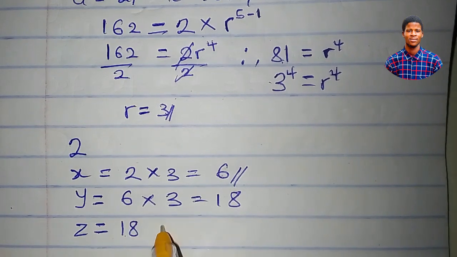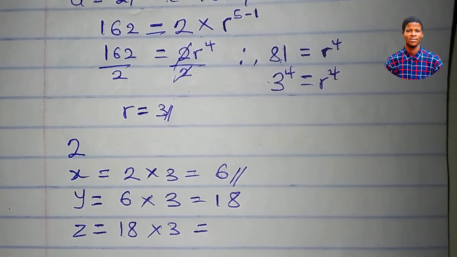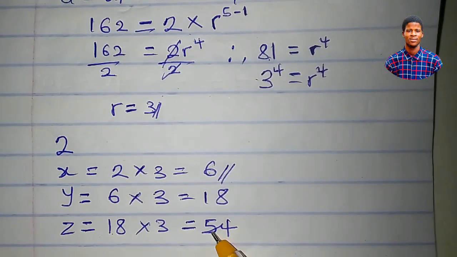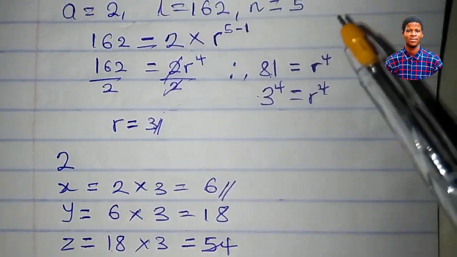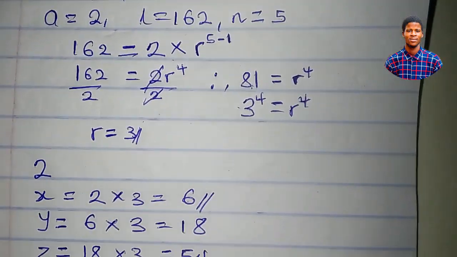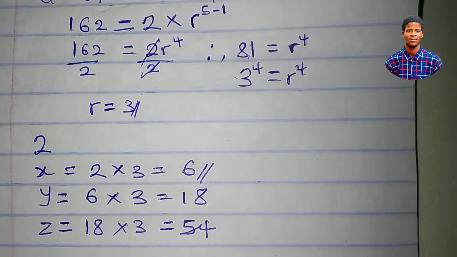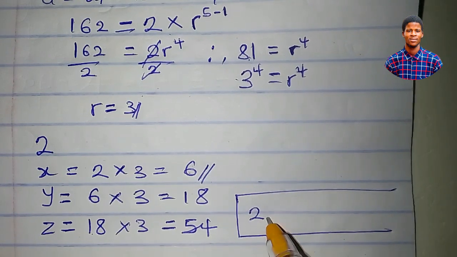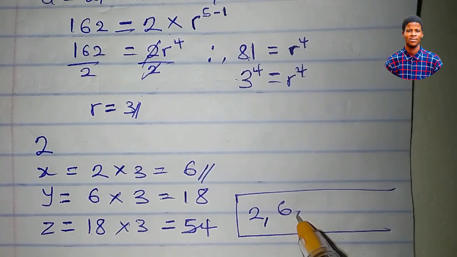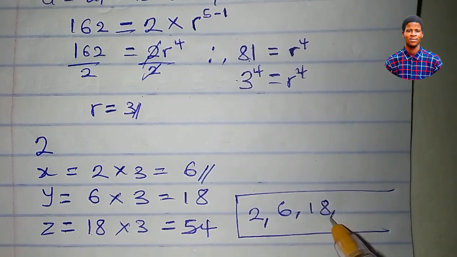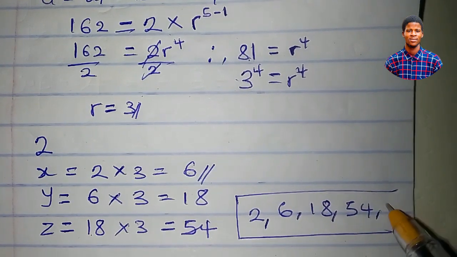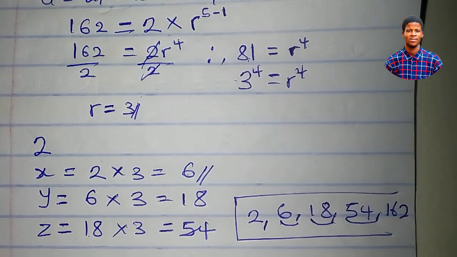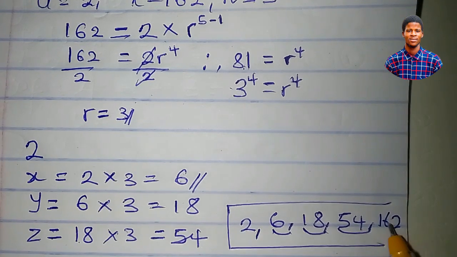Okay, to get z, multiply 18 by the common ratio, which is equal to what? 54. The last term is 162. So if I multiply 54 by the common ratio 3, I will obtain what? 162. So the sequence that we can form now from this is actually what I want to write here. The first term is 2, x is 6, y is 18, z is 54, and the last term is 162. 6, 18, 54 are the geometric means in between 2 and 162.